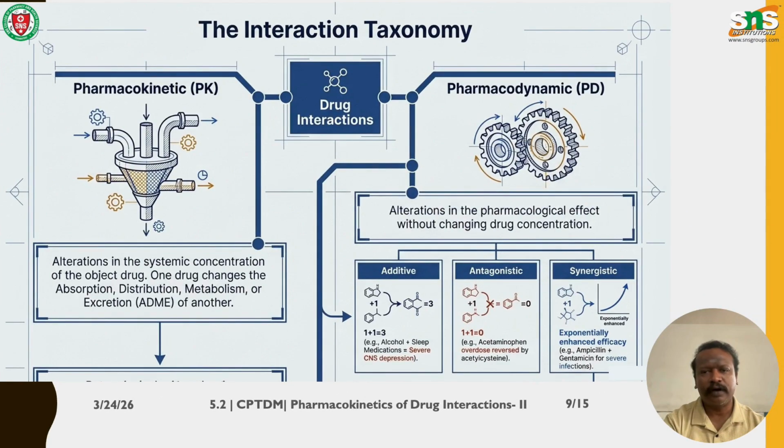Here, drug interactions are classified into pharmacodynamic and pharmacokinetic interactions. Pharmacodynamic interactions occur when drug effects change without altering drug concentration. For example, alcohol taken with a sedative increases the central nervous system depression. Pharmacokinetic interactions occur when one drug affects the absorption, distribution, metabolism, or excretion of another drug.